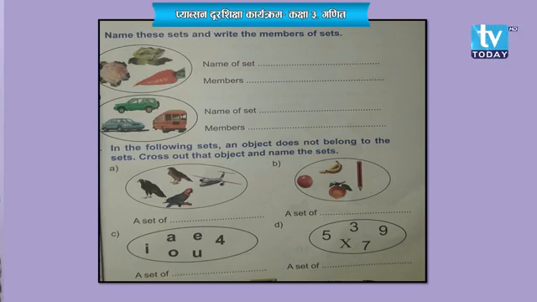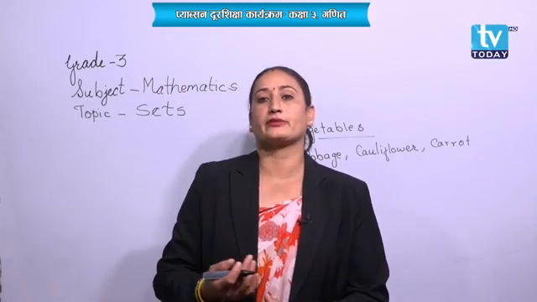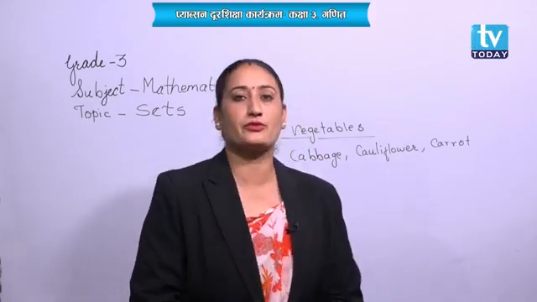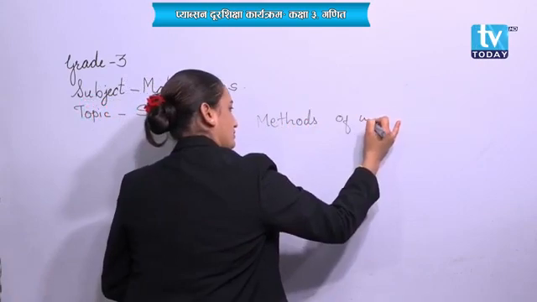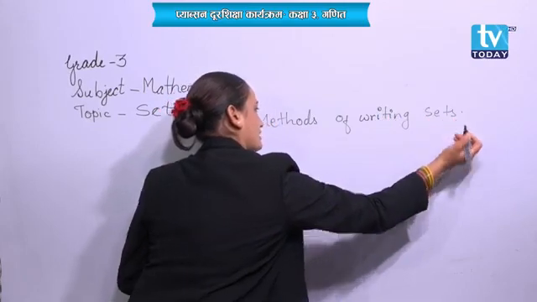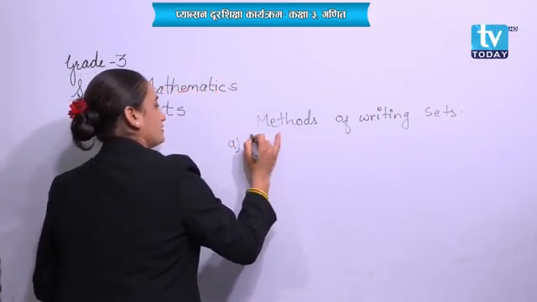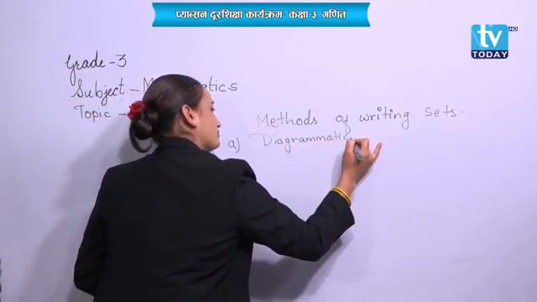So, can we identify it? Can we write it easily? Yes. Okay, students. Then after, you are going to write the sets in the form of writing methods. How to write the sets in the way of writing methods. Let's have a look. Methods of writing sets. First one is diagrammatic method.